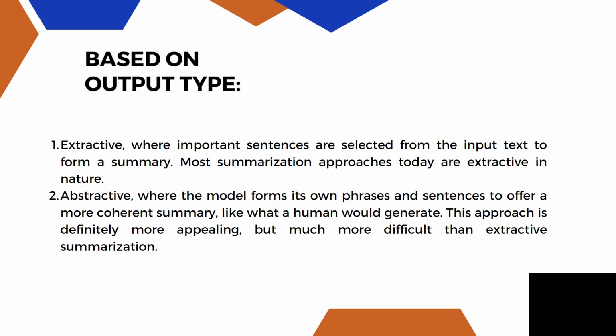Based on output type, extractive, where important sentences are selected from the input text to form a summary. Most summarization approaches today are extractive in nature. Second, abstractive, where the model forms its own phrases and sentences to offer a more coherent summary, like what a human would generate. This approach is definitely more appealing, but much more difficult than extractive summarization.